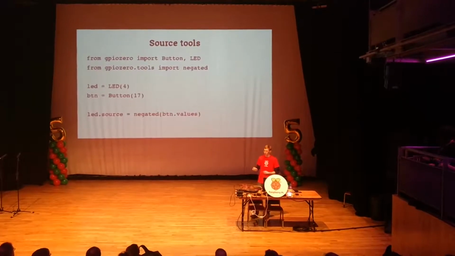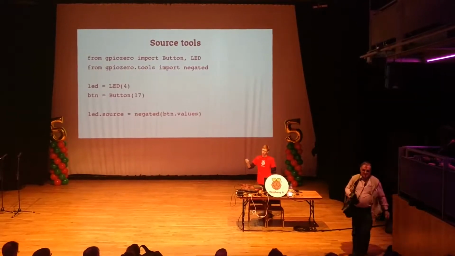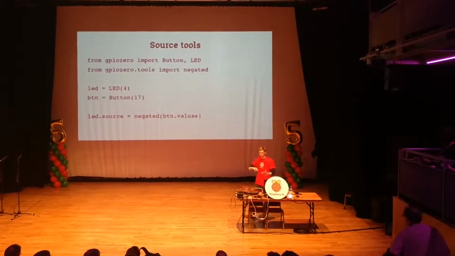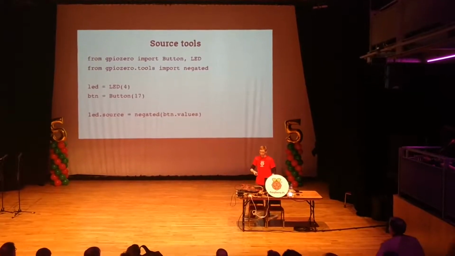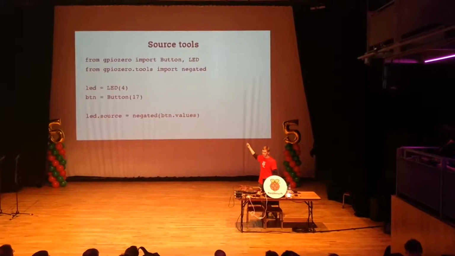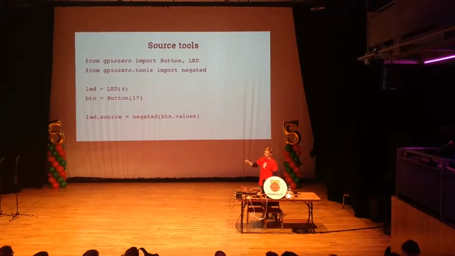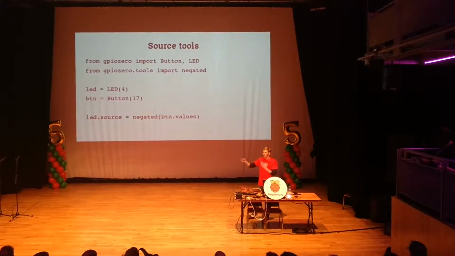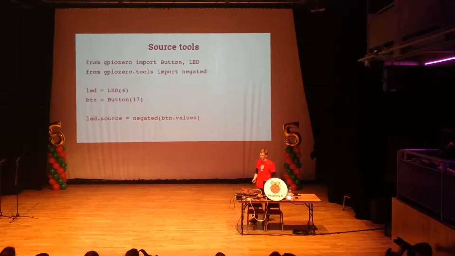So negated is a function which takes the device, and if it's true, it turns it to false. If it's false, it turns it to true. So now we've set the LED source to negated button values. So the LED is on when the button is not pressed, and it's off when the button is pressed. So it's the opposite behavior as described before.